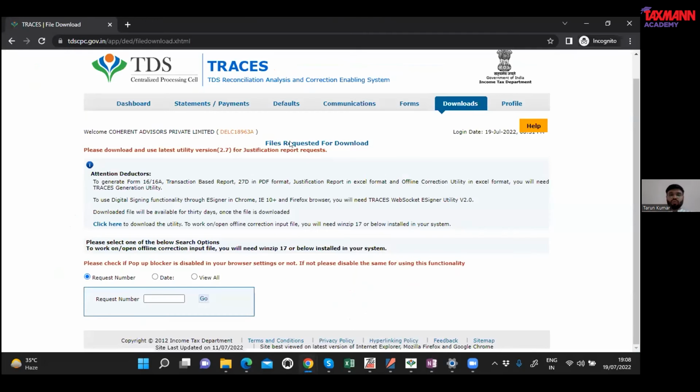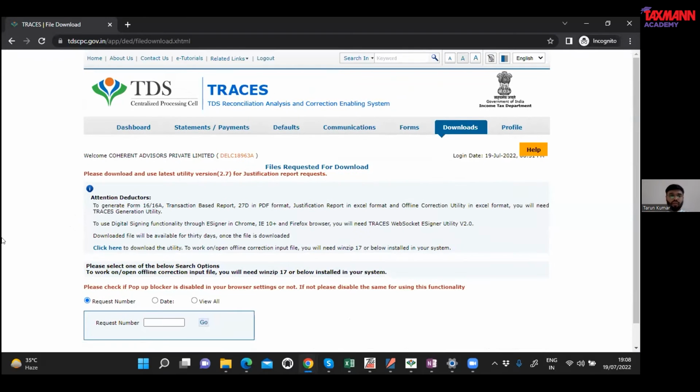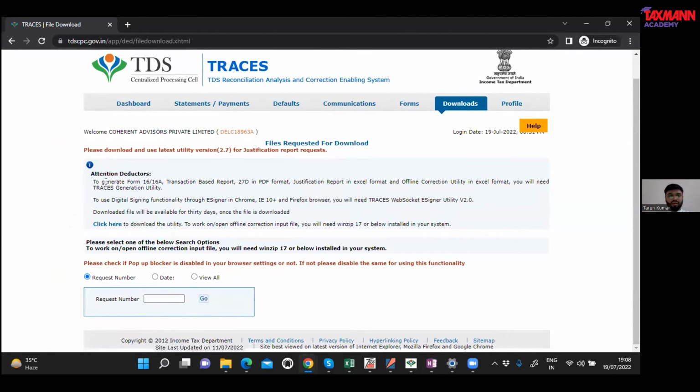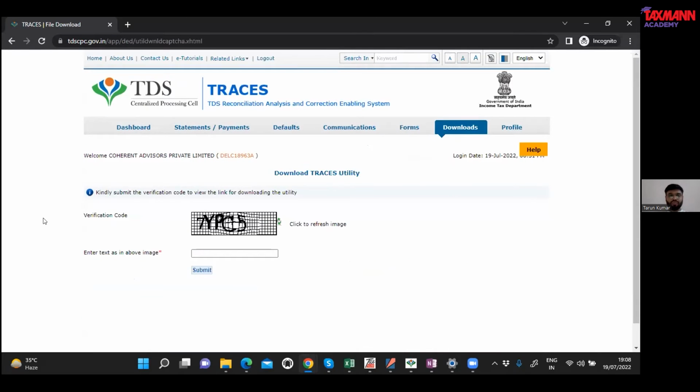I have gone to the download section, then into the requested downloads. Here you can see that to generate Form 16/16A, a transaction based report in PDF format, or a justification report, you need to have the Traces generation utility. Here is the link to download the utility. I'll click here to download the utility, which will be used to extract those TDS certificates.